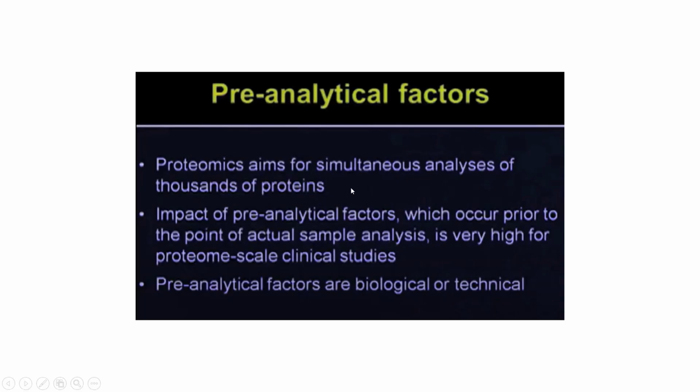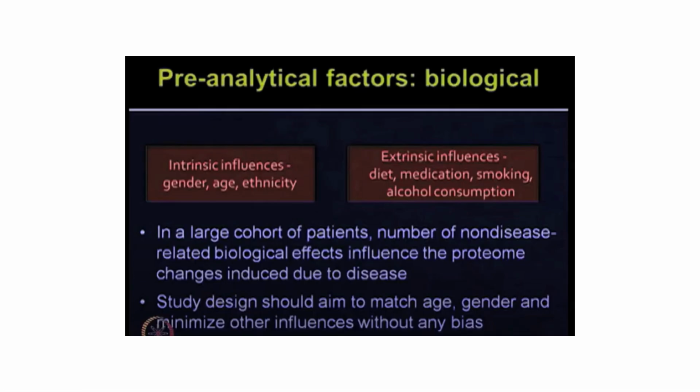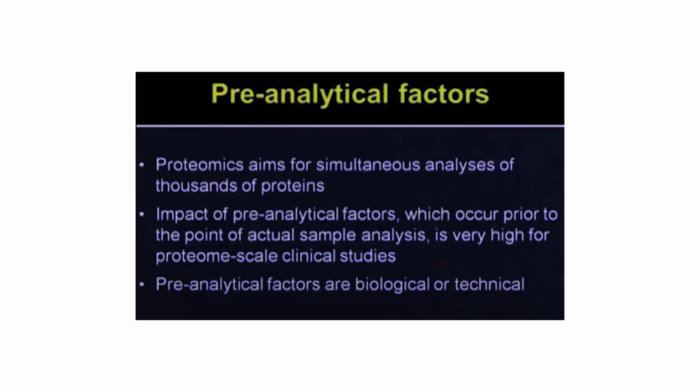Then there are some pre-analytical factors. Proteomics aims at simultaneous analysis of thousands of proteins, so you need to consider the impact of pre-analytical factors, because prior to the point of actual sample analysis, this is very high for proteome-scale clinical studies. What we mean by that is, for example, you have a disease sample and a normal sample and you are trying to compare. Or you have two normal samples, but in one of the samples you found that few proteins were highly abundant, whereas in the other sample those proteins were less abundant.